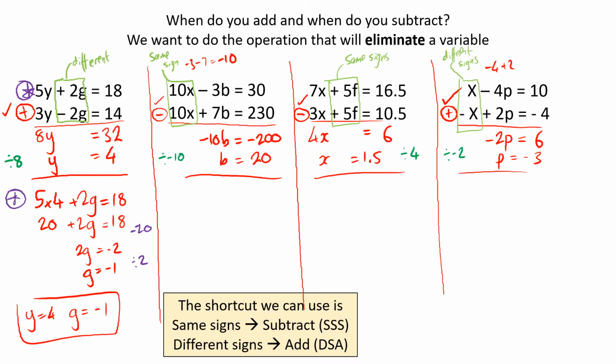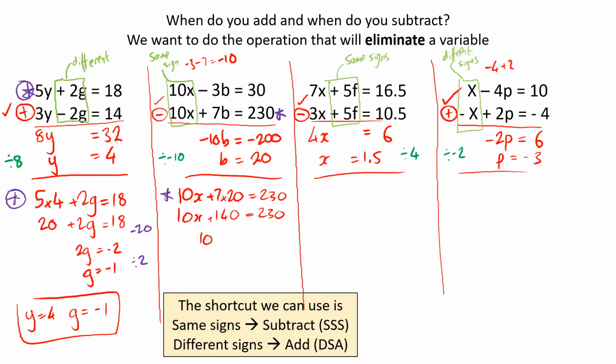Well, we've got b as 20. Which one looks easier to you? To me, this one looks easier to deal with, so I'm going to use it, but it's up to you. Now, don't make the mistake of doing 10 times 20 here. We found the value of b, and b is the second variable in our equation. So we're going to have 10x still, we don't know what x is, plus 7 times 20 is equal to 230. So 10x plus 140 is 230.